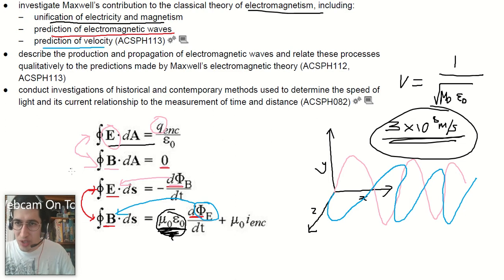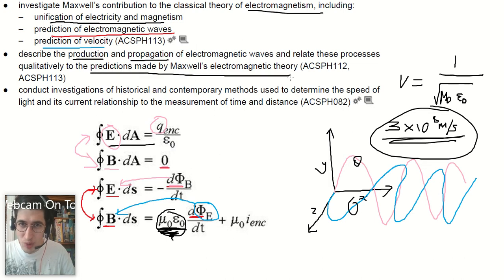So we've got the production of electromagnetic waves, and the propagation of them. They propagate themselves by one creating the other constantly, and the predictions made by Maxwell's theory are that they travel at the same speed as light. He guessed they are light, or light is them.